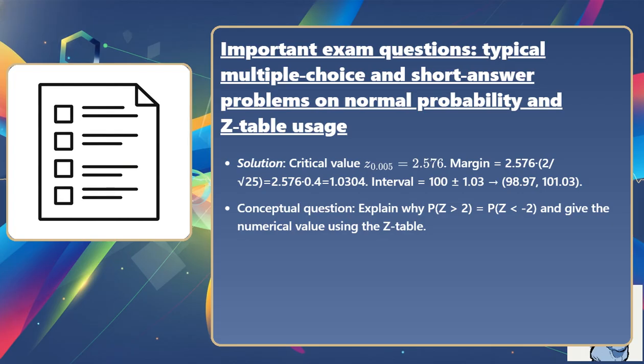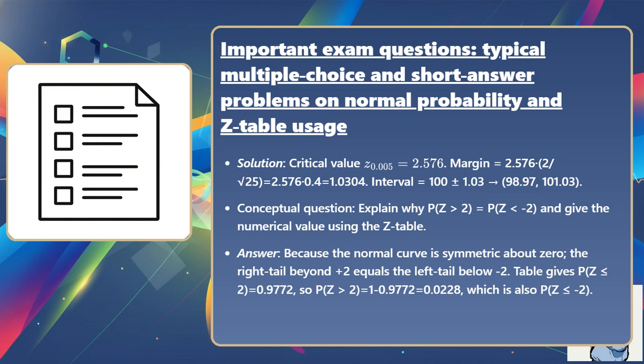Conceptual question. Explain why probability z greater than 2 equals probability z less than negative 2, and give the numerical value using the z table. Answer: because the normal curve is symmetric about 0. The right tail beyond positive 2 equals the left tail below negative 2. The table gives probability z less than or equal to 2 equals 0.9772. So probability z greater than 2 equals 1 minus 0.9772 equals 0.0228, which is also probability z less than or equal to negative 2.